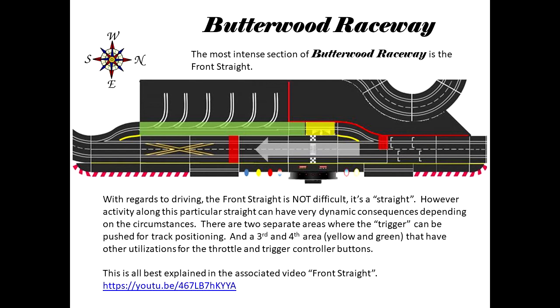Slide 9. The most intense section of Butterwood Raceway is the front straight. With regards to driving, the front straight is not difficult, it's a straight. However, activity along this particular straight can have very dynamic consequences depending on the circumstances. There are 2 separate areas where the trigger can be pushed for track positioning, and a third and fourth area, yellow and green, that have other utilizations for the throttle and trigger controller buttons. This is all best explained in the associated YouTube video Front Straight.